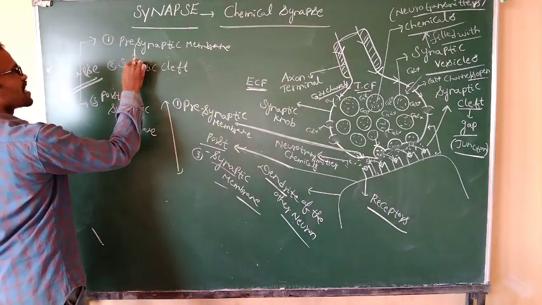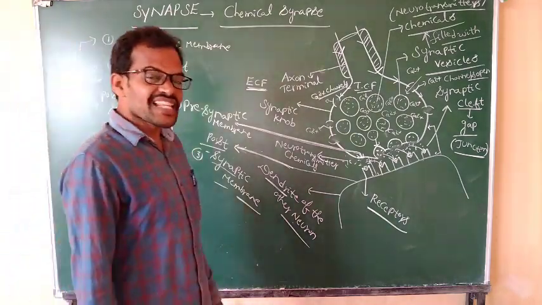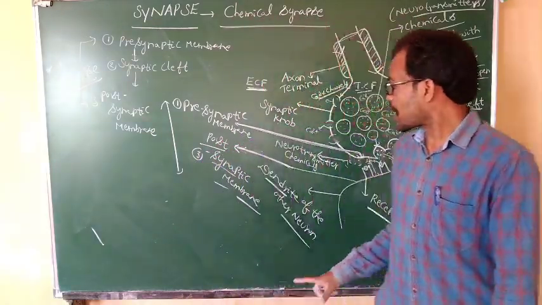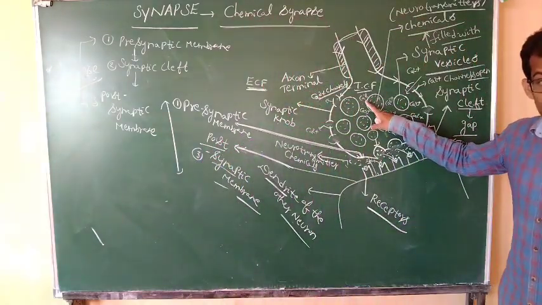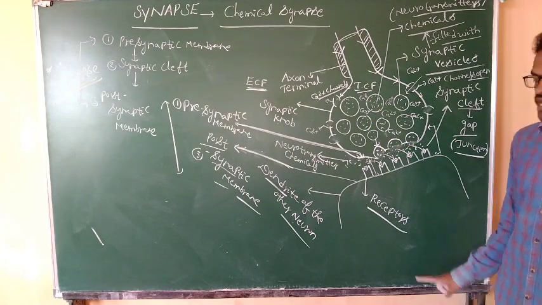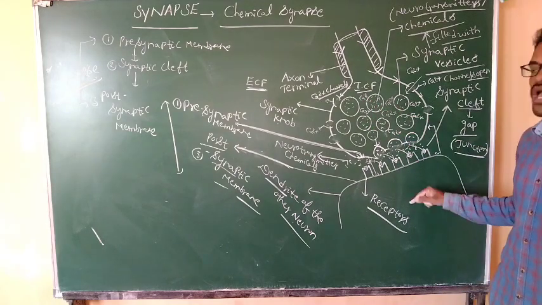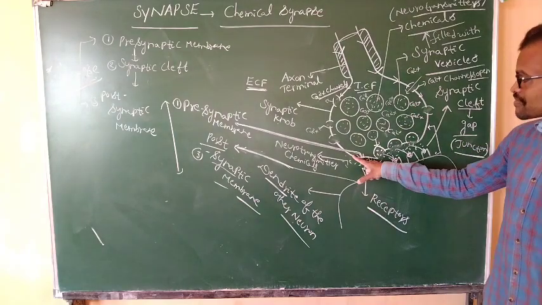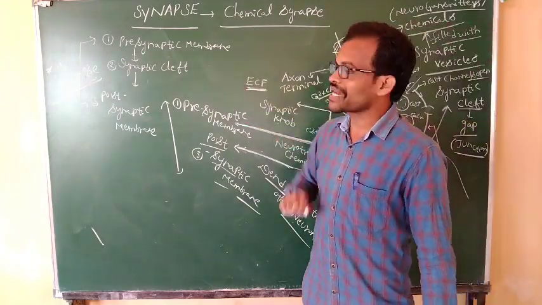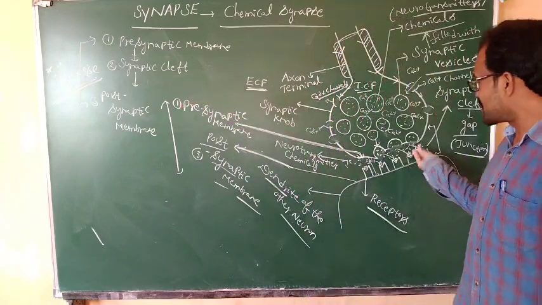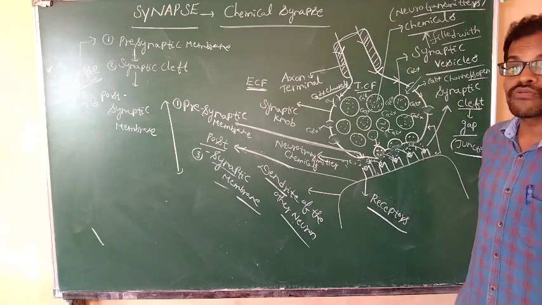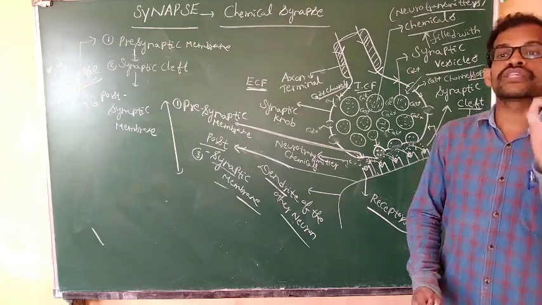Synapse means junction. Synapse means the communication from one neuron to the other neuron. How will they communicate? With the help of chemicals. What is the first membrane? The presynaptic membrane. Second one, the synaptic cleft, which consists of neurotransmitter. What is the third one? It is the postsynaptic membrane.